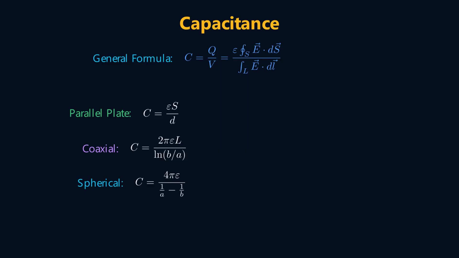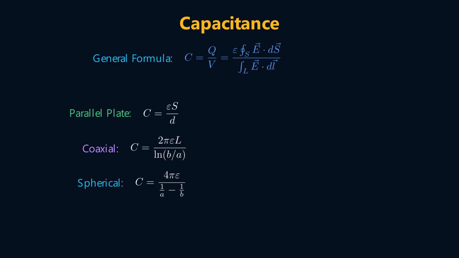For parallel plates with area S and separation d, the electric field is uniform. E equals V over d. Integrating gives C equals epsilon S over d. This is the most fundamental capacitor formula.